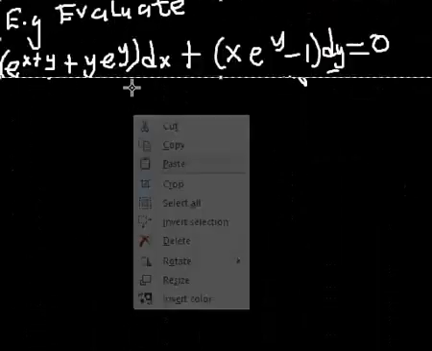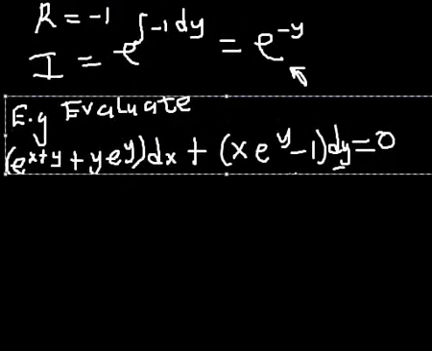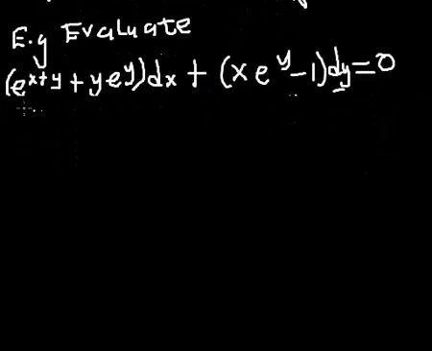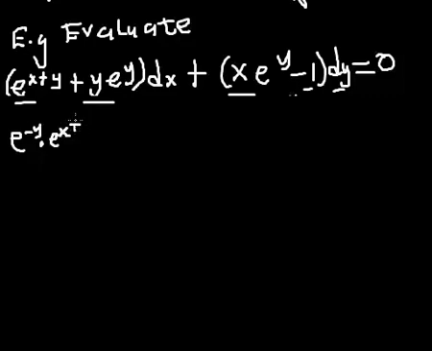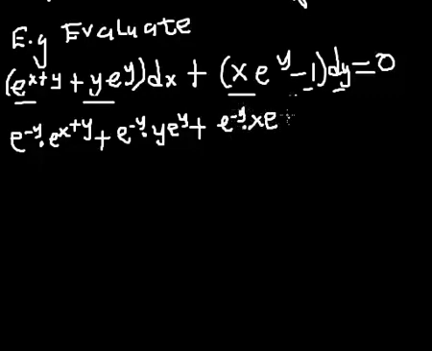I bring it down here, and so you know what I'm going to do now? I'm applying exponent minus y to everything here, then it will be converted to exact ODE. So I'm going to have exponent minus y, then multiply by exponent x plus y. Then plus, the same thing goes here, exponent minus y, then multiply by y exponent y. Then plus, the same thing happens here, exponent minus y, then multiply by x exponent y.